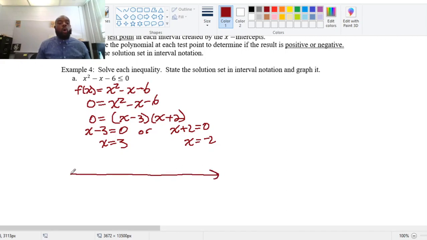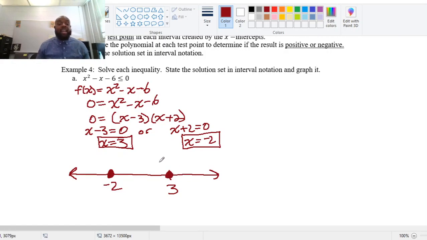Now, what we're interested in is this function being less than or equal to 0. This is a place where it equals 0, and this is where this function equals 0. So when I put them on a number line, I'm going to use a closed circle because it has an equal to. If it did not have an equal to, I'd use an open circle.